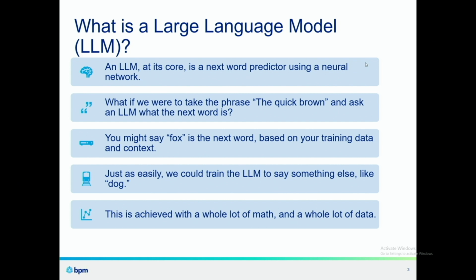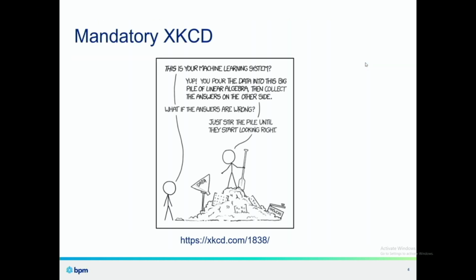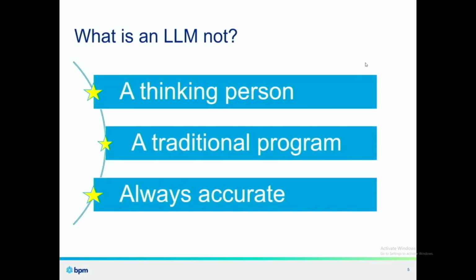All of this is being achieved with a whole lot of math and a whole lot of data. If you haven't seen this XKCD before, this is probably my favorite high-level way of thinking about it. We have data on one side, a whole pile of linear algebra in the middle, and answers coming out the other side. And anytime that those answers don't look right, we stir that giant pile of math until the answers do look right. From a high-level point of view, this is a pretty good way of looking at what LLMs are doing.